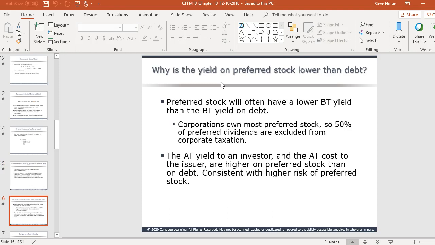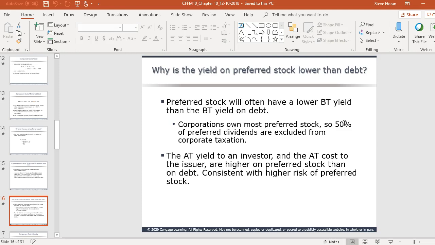And so why is the yield on preferred stock lower than debt? Well, the before-tax was 9 compared to debt being 10. But remember that after tax, the debt was 7.5%. Now, part of it is right here. It says corporations own most preferred stocks. Generally, and this number can be higher, 50% of preferred dividends are excluded from corporate taxation, and it can actually go up to 70%, depending on how much of a preferred stock you own as a corporation.